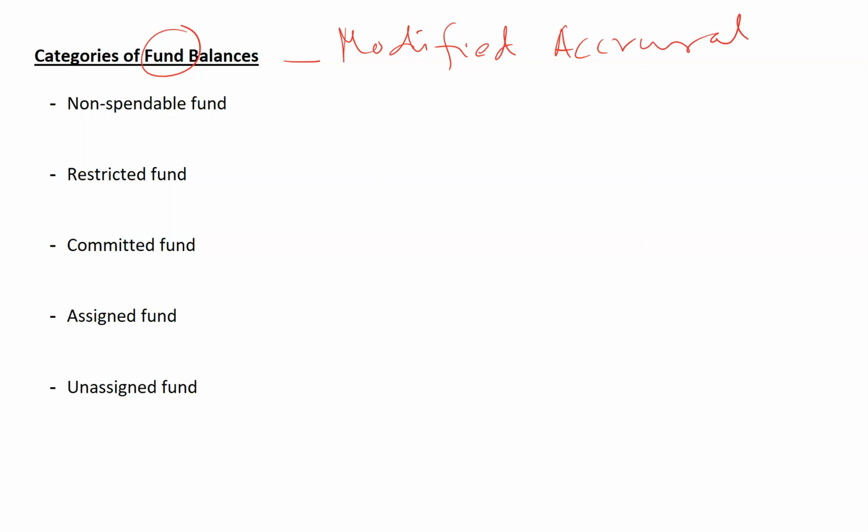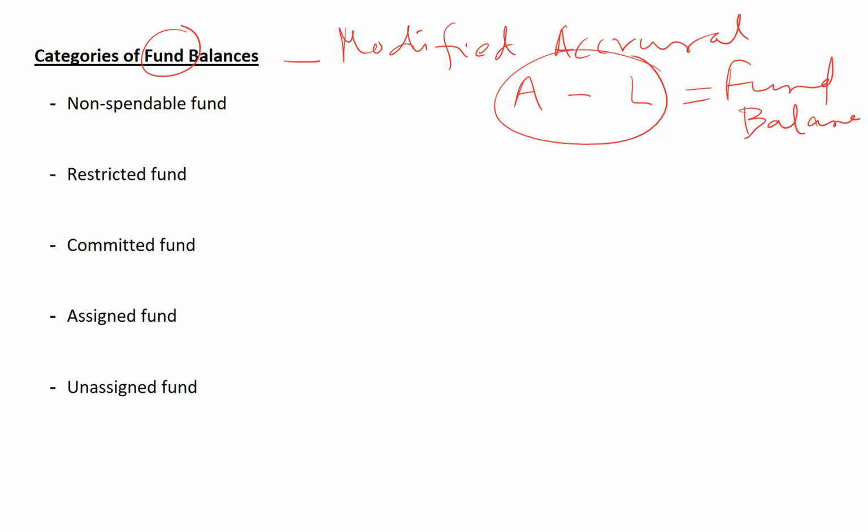So again, it's the difference between very simple assets minus liabilities. So instead of calling it stockholders' equity or net position for the fund financial statement, we will call it fund balance. And of course, you might have some deferred outflows and deferred inflows here.